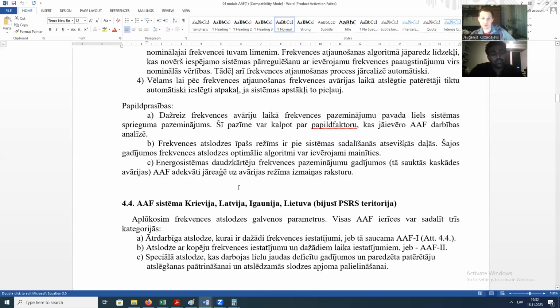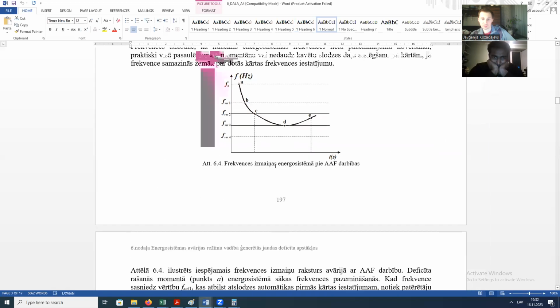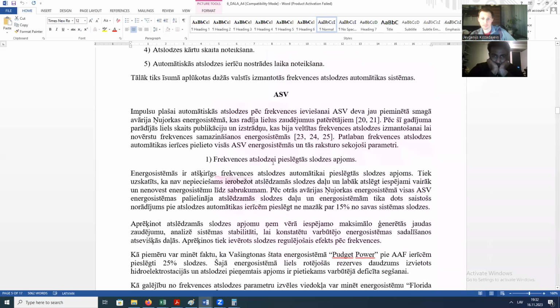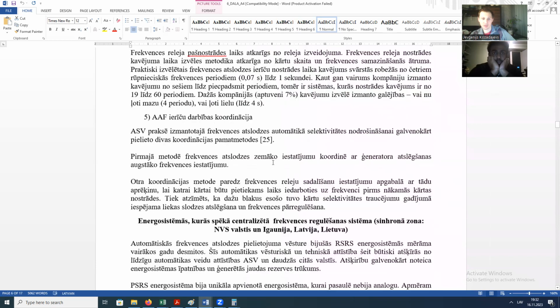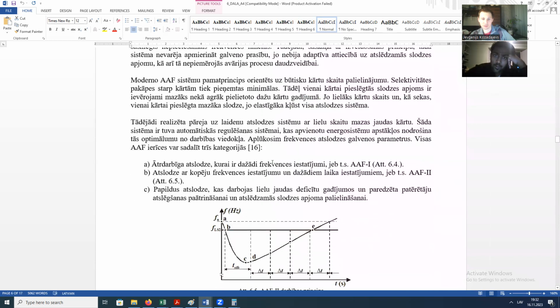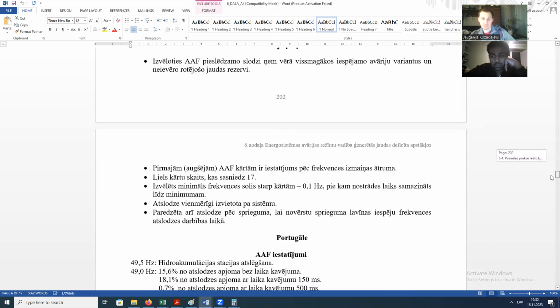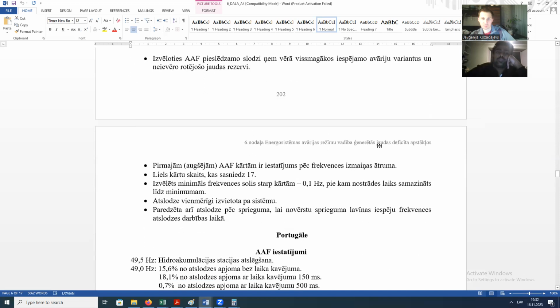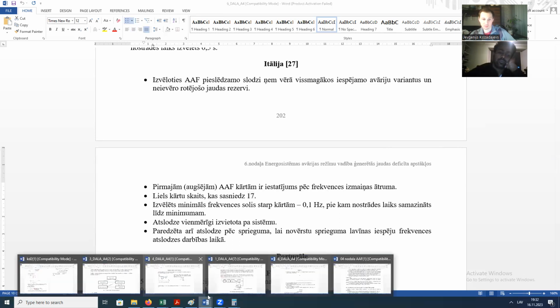Here is some interesting information about the structure of under frequency automation in different countries. First one is some examples for Italy. In Italy, there are 17 groups.